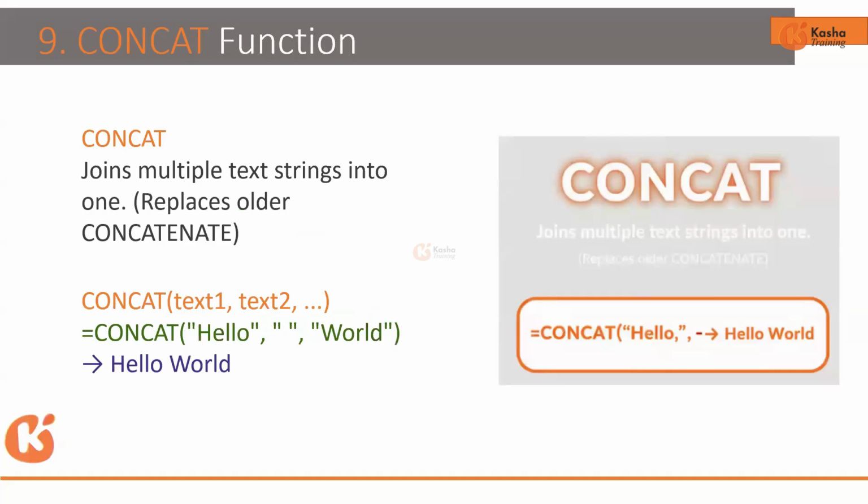Then we have a ninth function, which is the CONCAT function. The CONCAT function is nothing, it's just that it joins two words. So that is when we use CONCAT. Like, for example, here you can see hello world, and we want a space also between these two. So you can see it has taken hello world. So it's just like joining two words. So that is where we use concatenate.